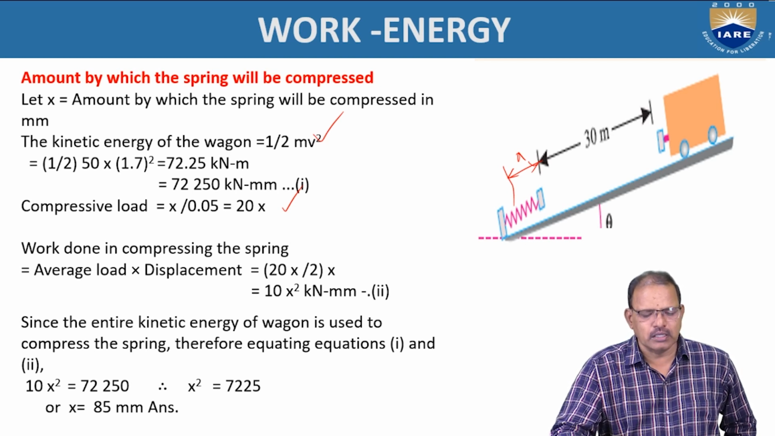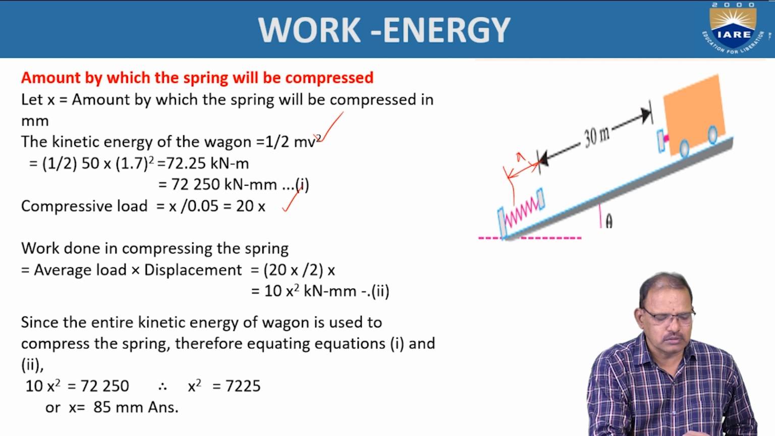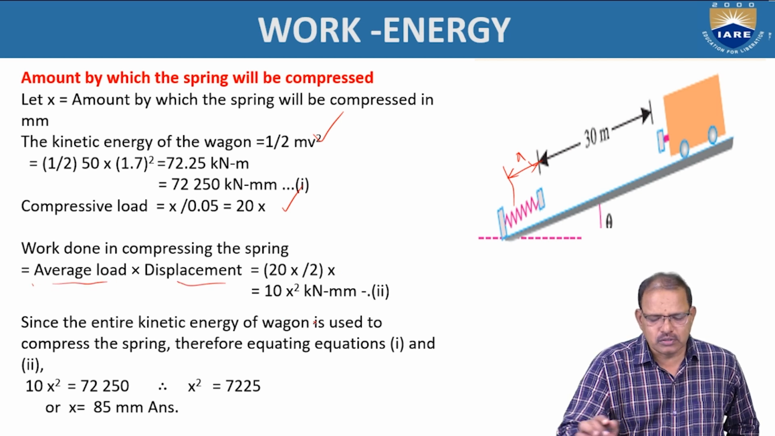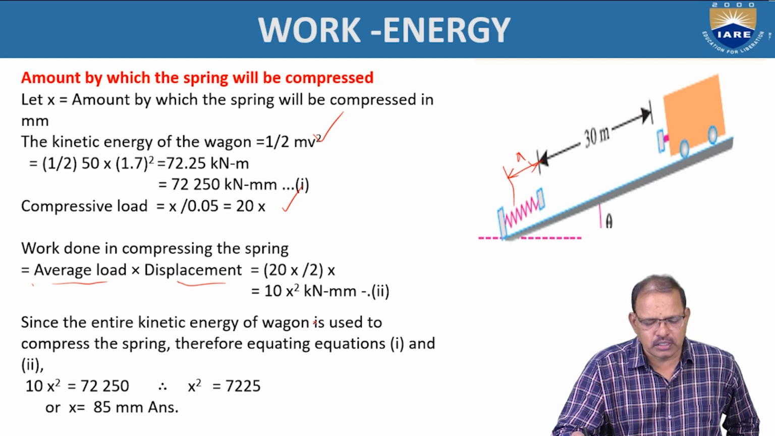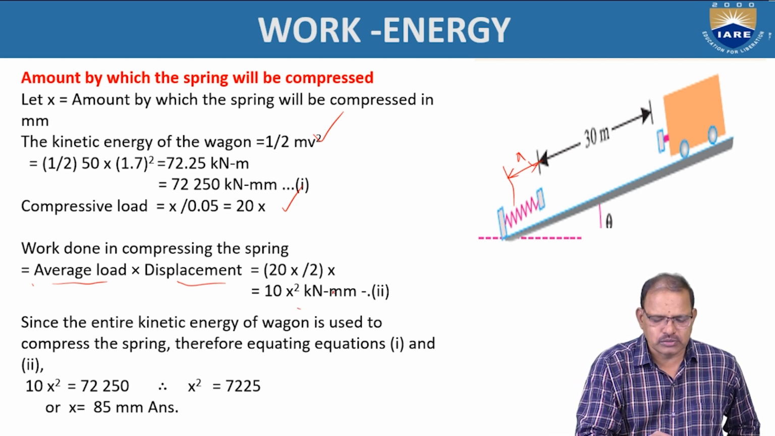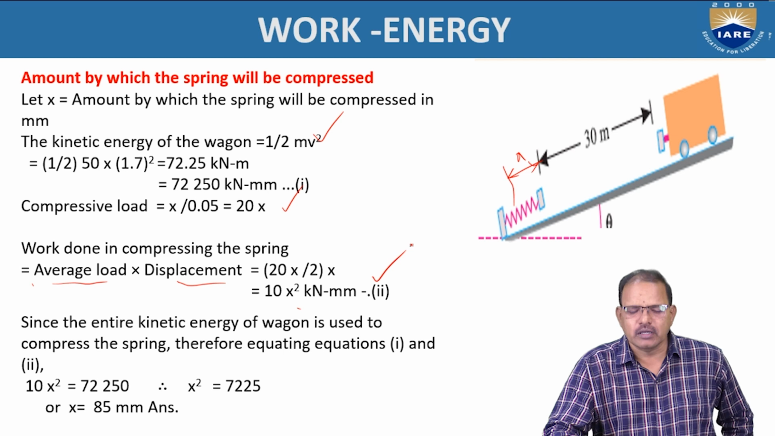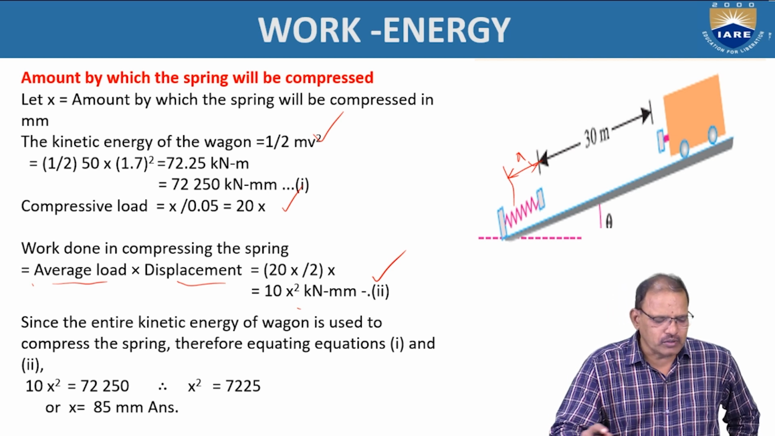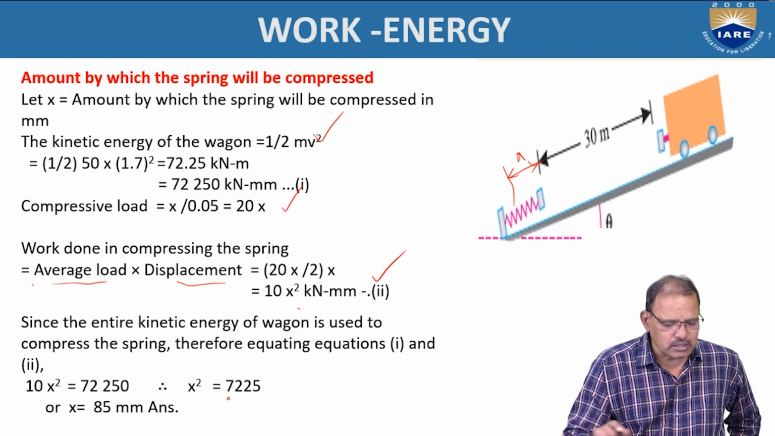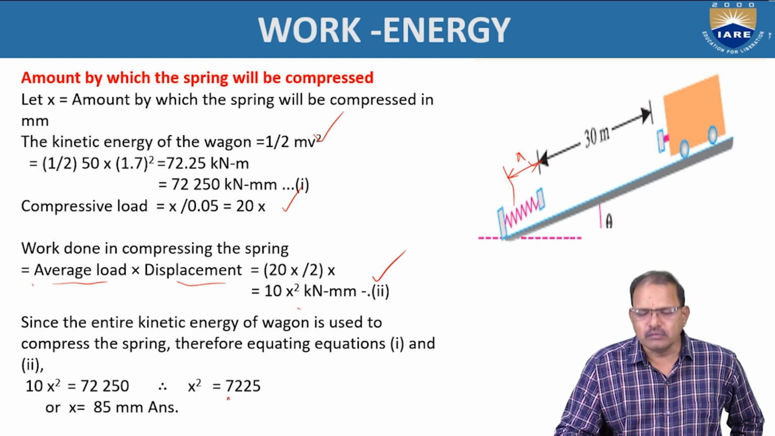Work done in compressing the spring is equal to the average load multiplied by the displacement, which is equal to 20x by 2 into x, that is 10x square. It is nothing but the work done by the spring force. From this relationship, we get x is equal to 85 mm.